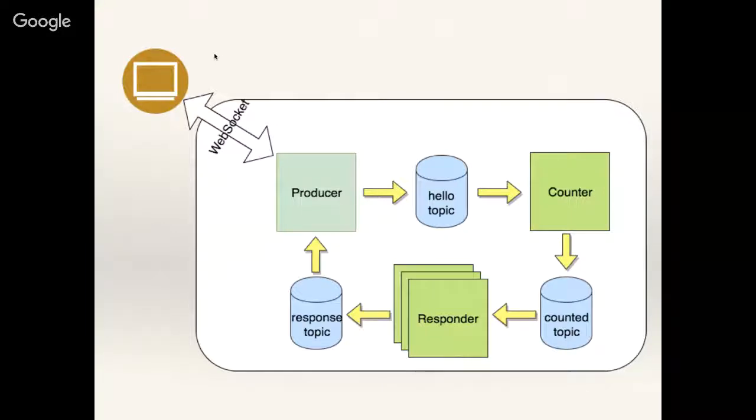So the basic idea is that I have a client that talks over WebSockets to a producer that gets those requests and sends them to a topic. We have an enhancer, essentially an application that increments a count, puts it onto another topic that gets picked up by a responder that gives a more full response to it, sends it on another topic that's picked up by that producer, and sends it back out over the WebSocket to the client.